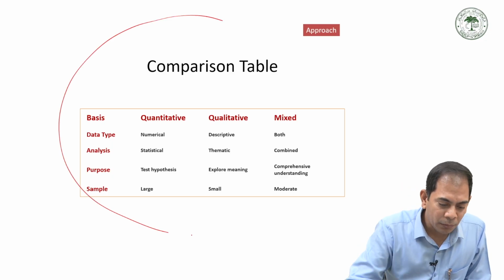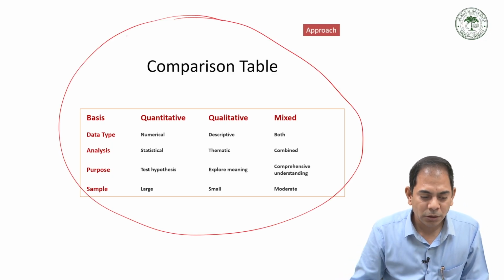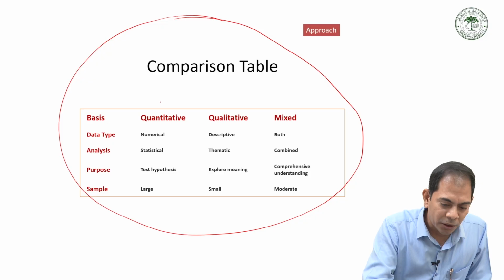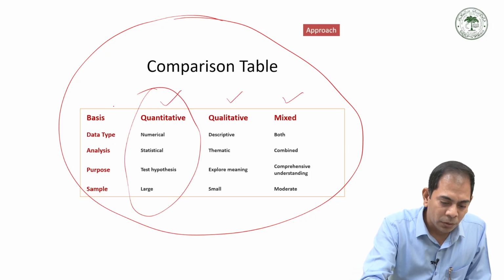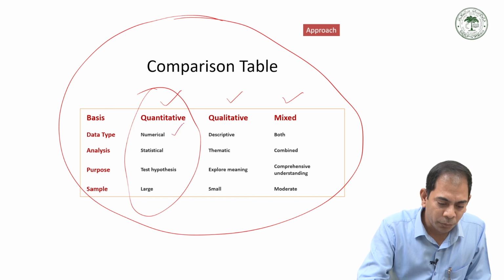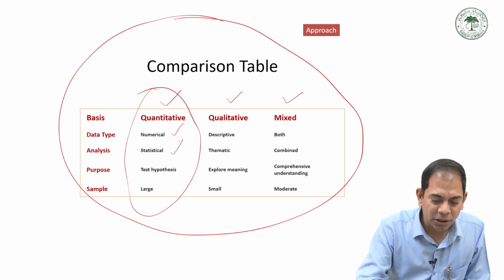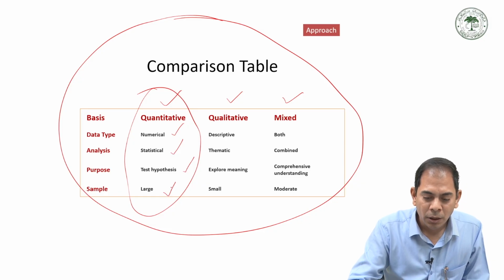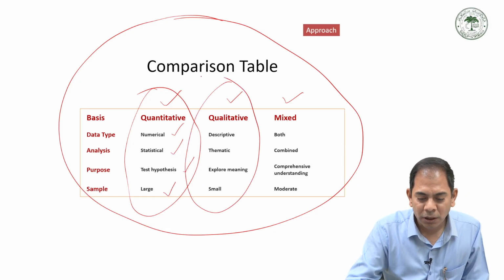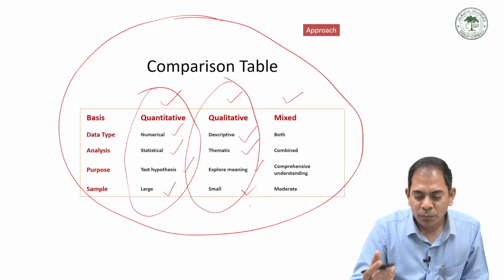Here is the comparative table of all three types of research: quantitative, qualitative and mixed method. Generally quantitative research is based on numerical data and statistical analysis, in which we test the hypothesis and the sample size is large. But if we go for qualitative research, it is a descriptive type of research based on themes and exploring meaning, and this type of research has a very small sample size.